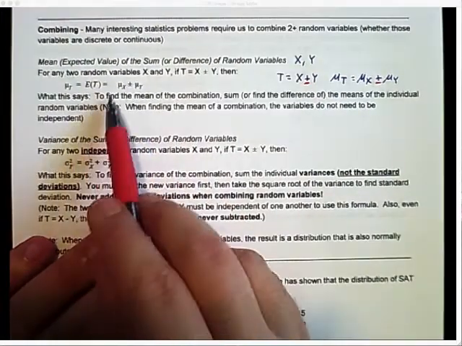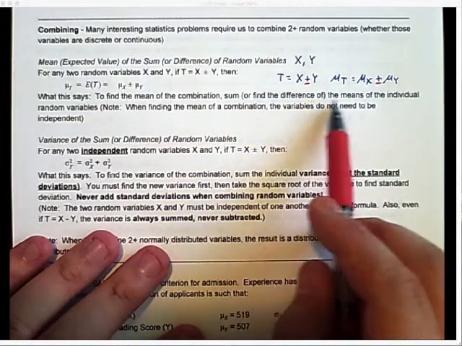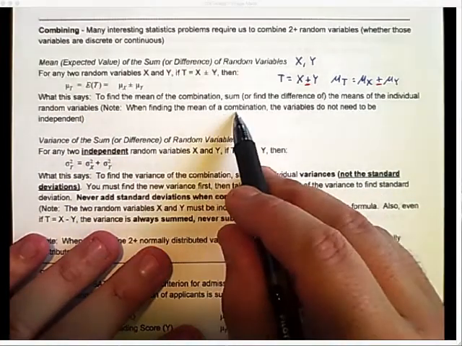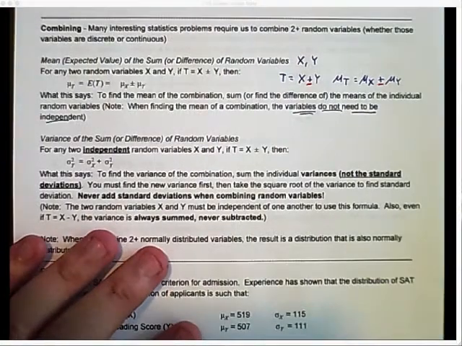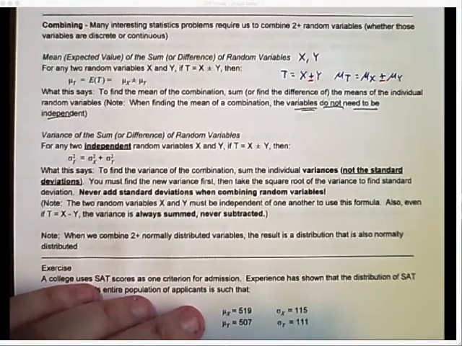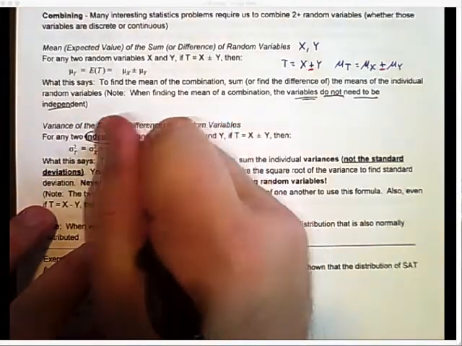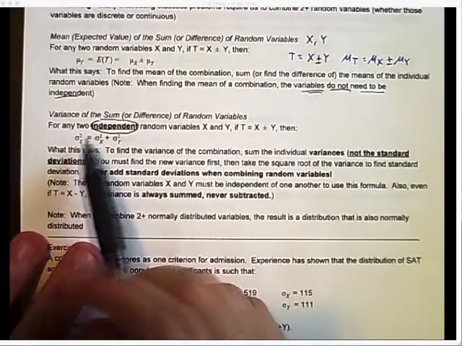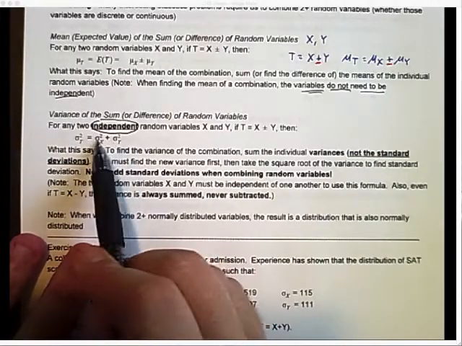So what this formula says, to find the mean of the combination, is to sum or find the difference of the means of the individual random variables. Now there is an important note here. When we're finding the mean of a combination, the variables do not need to be independent. They don't need to be independent to find the new mean. Now, how do you find the new spread or the new variance? Well, to do this, the two random variables do need to be independent. If they're not independent, you cannot calculate it. What this says is to find the combined variance, you have to add the individual variances.